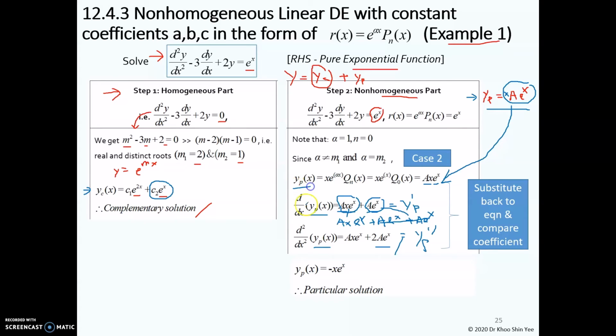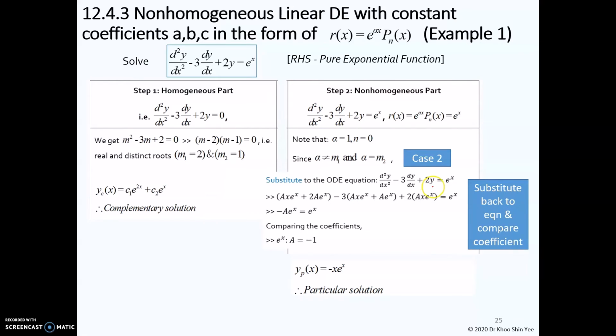Next, we need to substitute the yp prime and yp double prime into this equation. So you obtain the yp prime and yp double prime. So after you solve the left hand side, you should obtain this equal to exponential x. So after you substitute back the yp prime and yp double prime, you should obtain this equation.